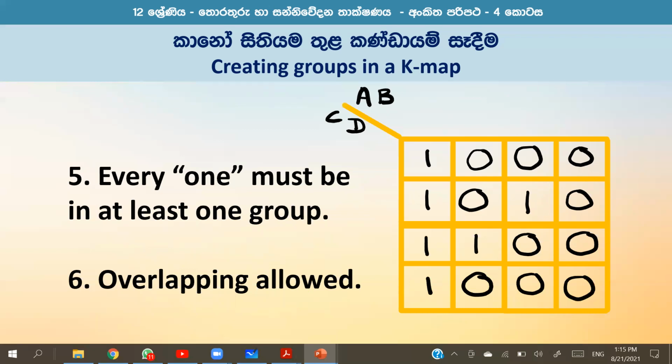Right? Now look at this K-map. We can take these four ones together in a straight line. No problem. Right? Now I have two ones left alone. Making a diagonal group is out of the rule.